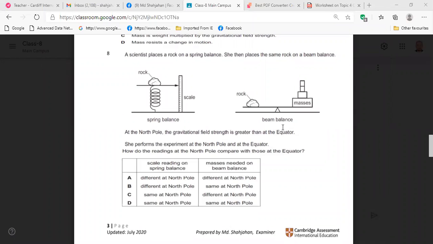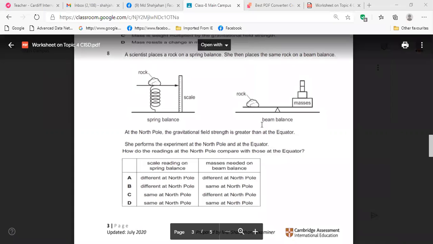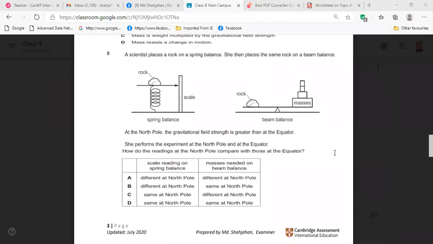Can you explain, Adrita, how it is B? Yes, sure. In the first one, it is dealing with weight. So if there is more weight, the rock will exert more pressure on the spring balance, right? So it will be different at the North Pole because it's dealing with weight and not mass. In the second one, it's actually dealing with mass and not weight. So even if the weight increases, there will be no significant effect on the beam balance. It's dealing with mass. Okay, very good.